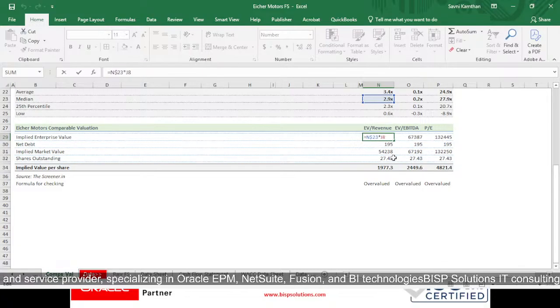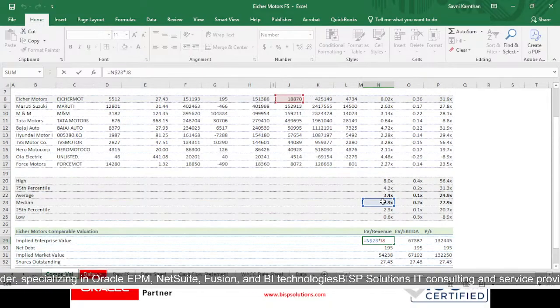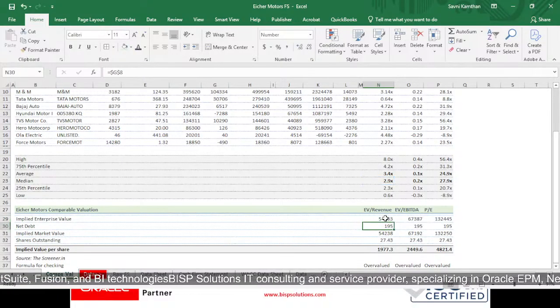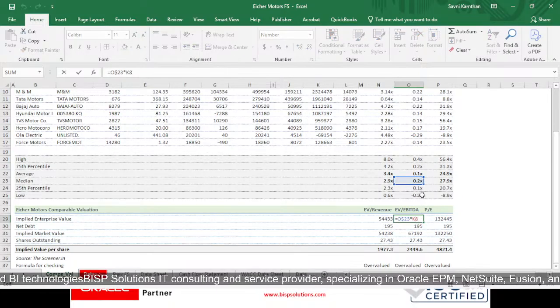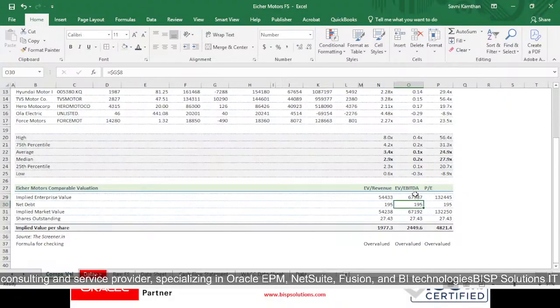We will be doing the calculation through our median multiplied by our Eicher Motors revenue. We have done partial anchoring over here. Then again EV upon EBITDA we have to calculate. So I have taken my median and multiplied it with my EBITDA, because we want to calculate our EV upon EBITDA.